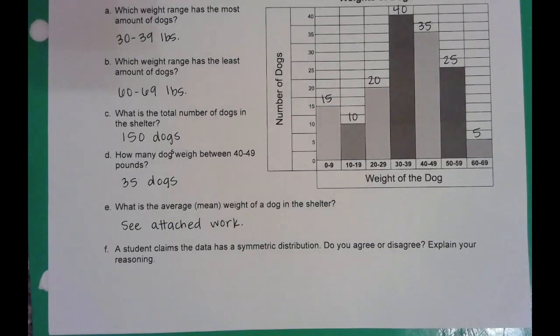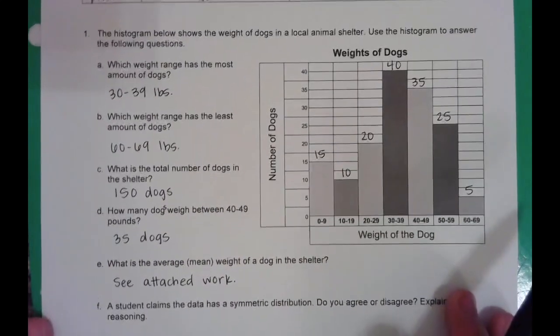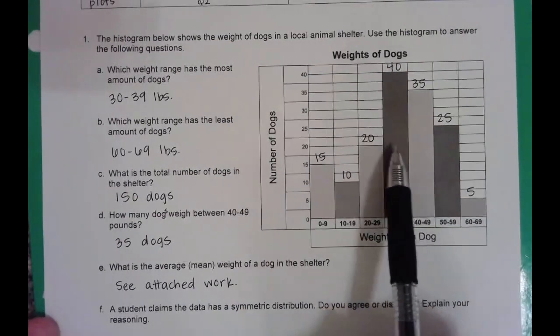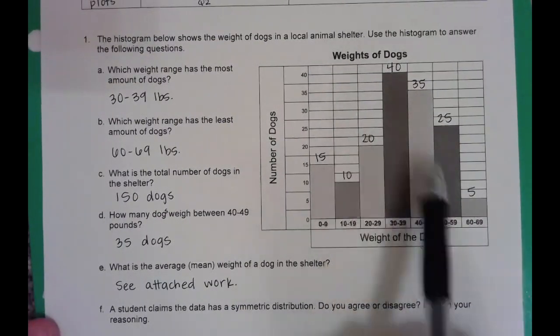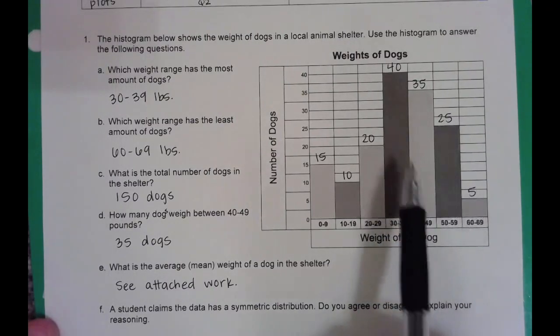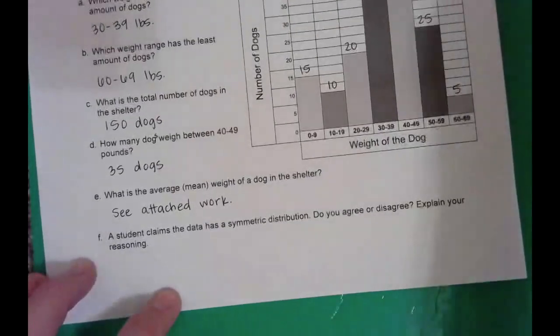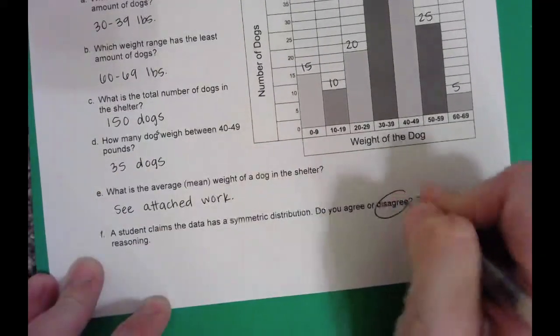And for the final question on the first page of the notes for today, it says a student claims the data has a symmetric distribution. Do you agree or disagree, and explain your reasoning? So remember, to answer this question, you need to look at the shape of the graph. Remember from the notes from yesterday, symmetric means that it's the same on the left as it is on the right. And so looking at this graph, you see that it's much more piled up over here on the right-hand side. And so we would disagree with this claim.